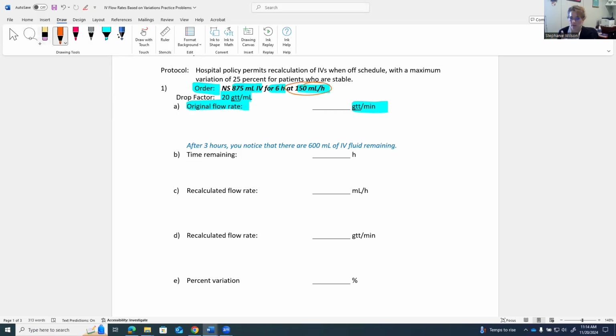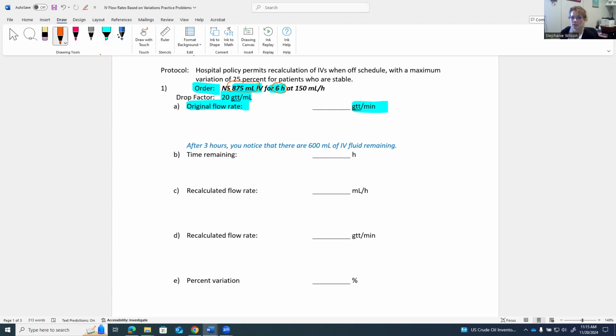So let's just make a little side note before we go further. If for some reason this was not given to us, then we would take our 875 milliliters and divide it by the 6 hours, the time, because it's volume over time. And then we would get our 150 milliliters per hour. So if you weren't given that, that's how you can figure it out. In this case, though, we were given it.